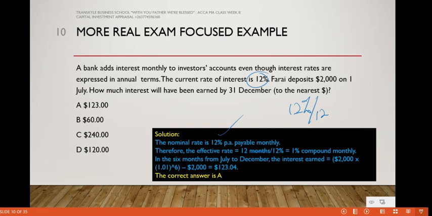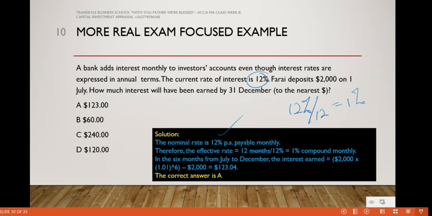If the interest was being compounded half yearly, we would divide by 2, because we have got 2 halves in a year. But in this case, we have got 12 periods, because we've got 12 months in a year. So we're going to say 1%. That's the effective rate, the rate that is going to be charged for compounding purposes per month is 1%.